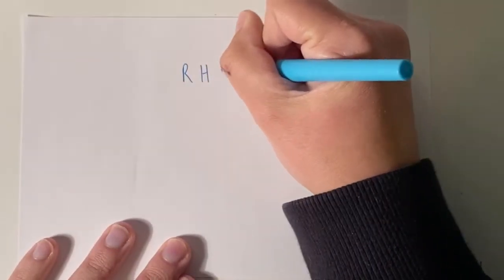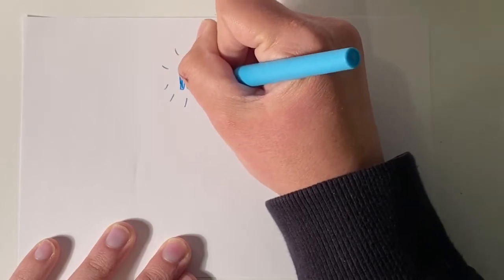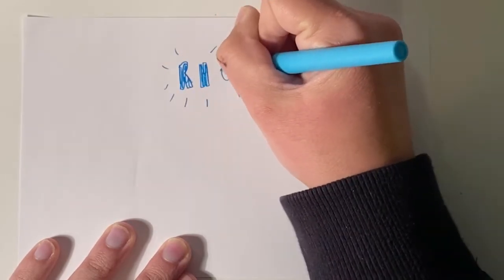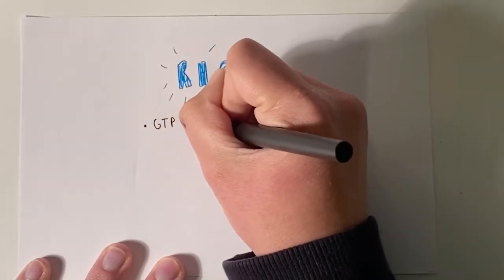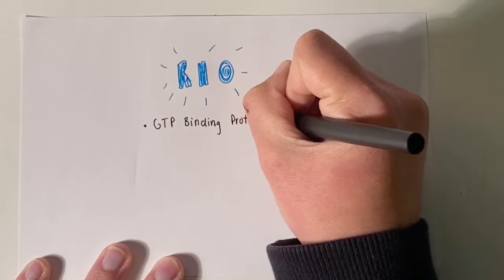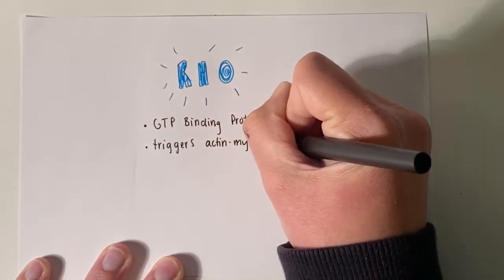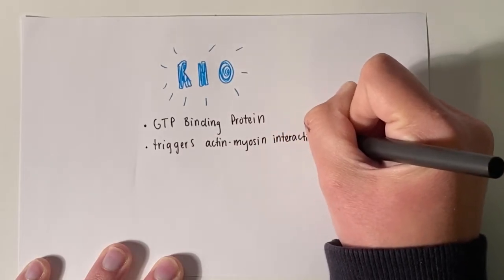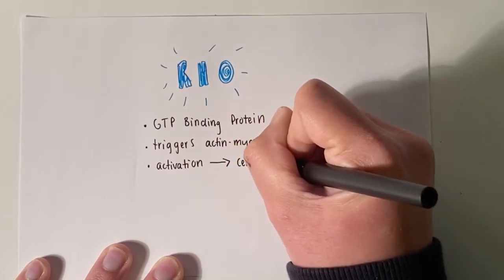All the cues that affect the functionality of actin for pulling culminate in a GTP binding protein called RHO. RHO triggers actin-myosin interactions to promote cell crawling. Actin polymerization occurs and lamellipodia and filopodia form. When RHO is active, the cell will crawl, and if it is not activated, the cell will not crawl.